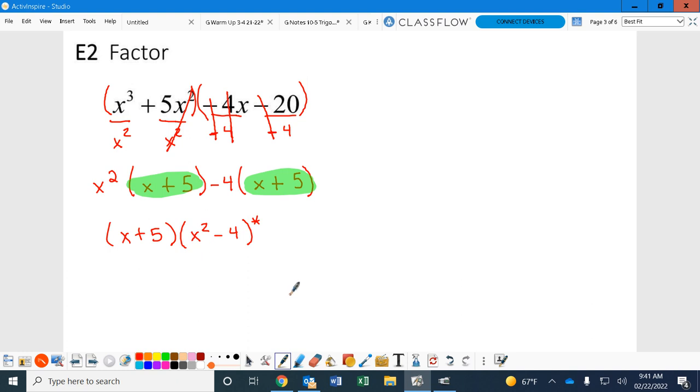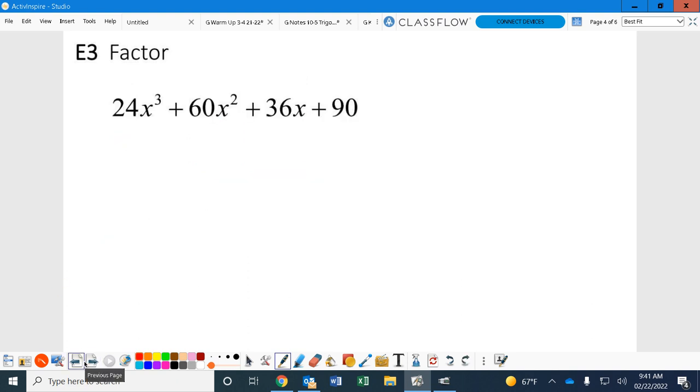All I'm concerned about is you being able to do the factoring with the grouping. Questions? Okay, let's keep going. Oh, bigger numbers now. I bet this has a GCF.